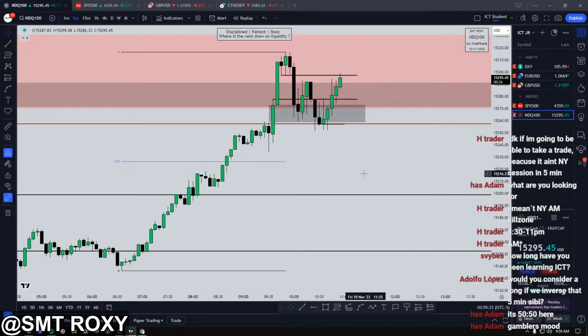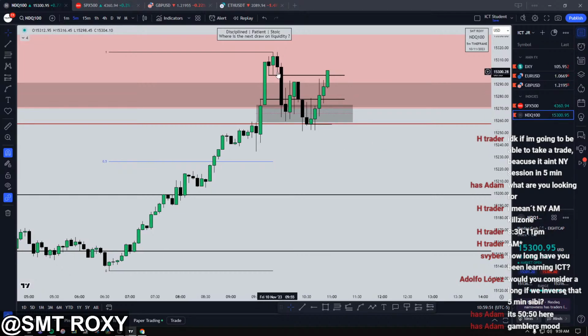Gamblers mode. 50-50 here. Would you consider long if the inverse on the 5-minute SIBI? How long you been learning ICT? I lost count now, honestly. Would I consider long if we inverse the 5-minute SIBI? Which one? This one right here.